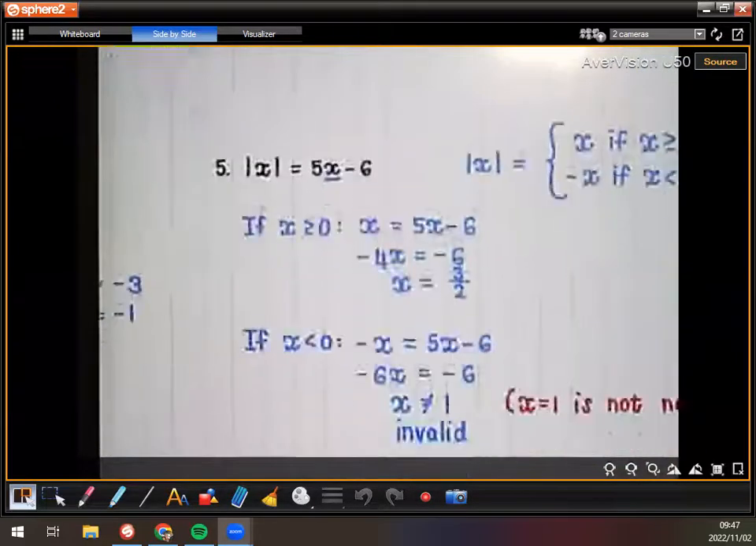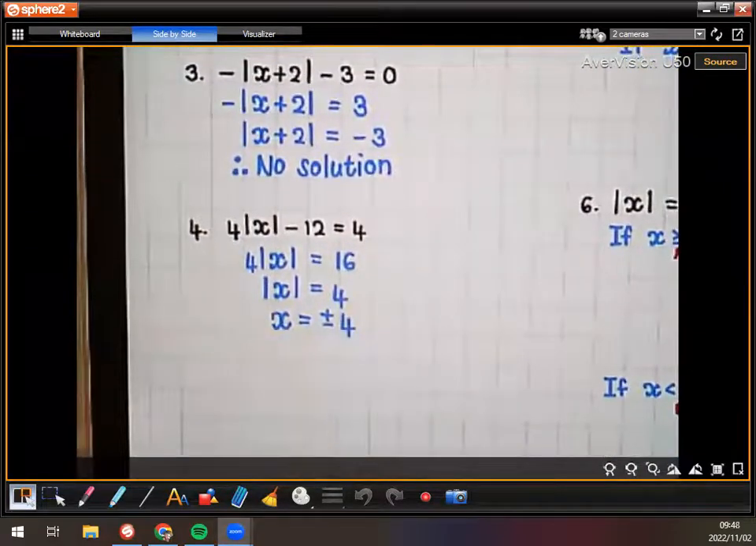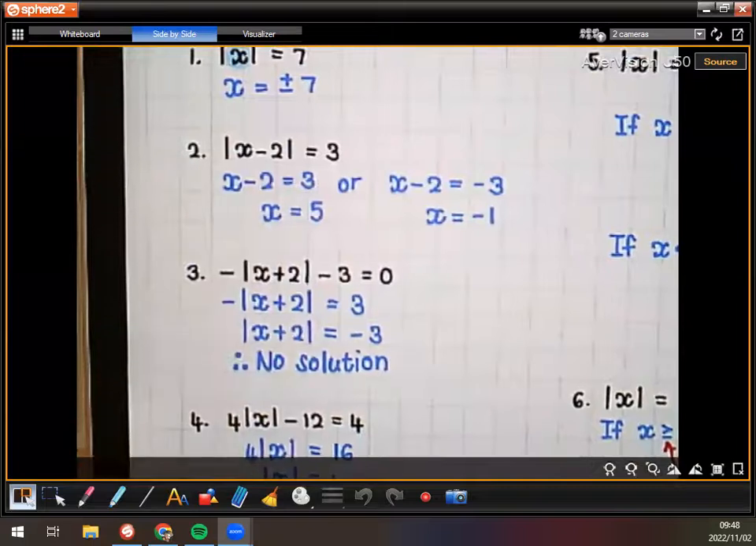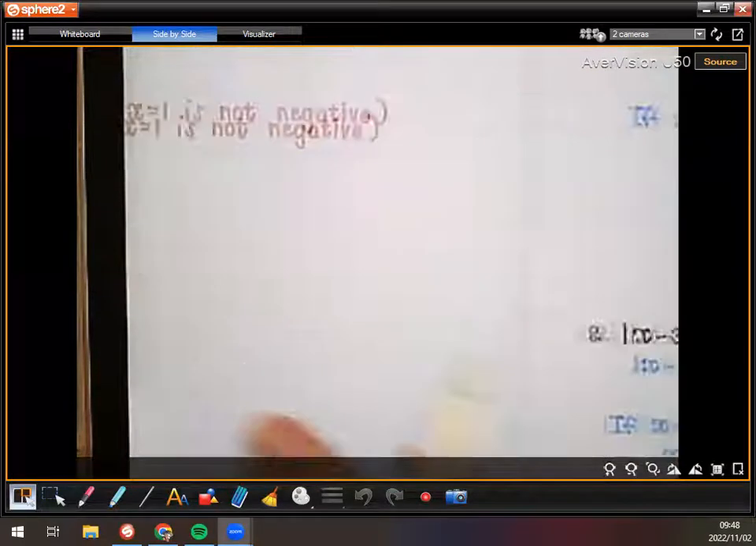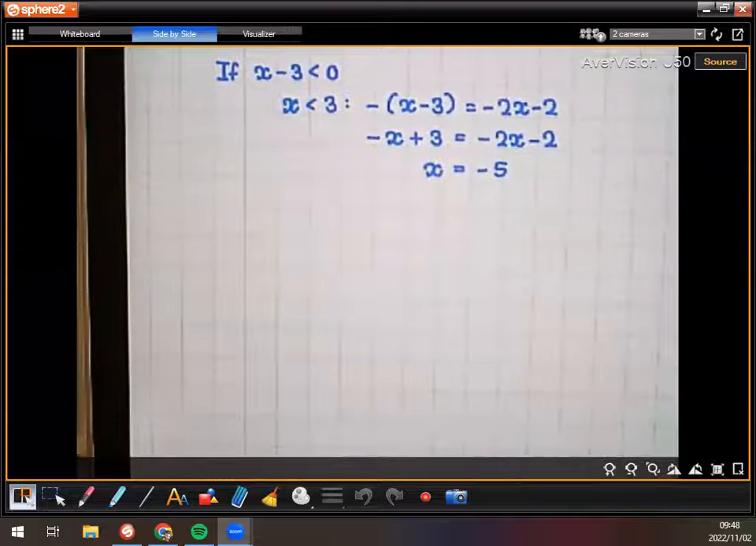Number 5. No. Number 4. Yeah. It's similar to that example where you only are going to end up with an absolute value, something equal to a number. It's actually kind of like number 2, actually.